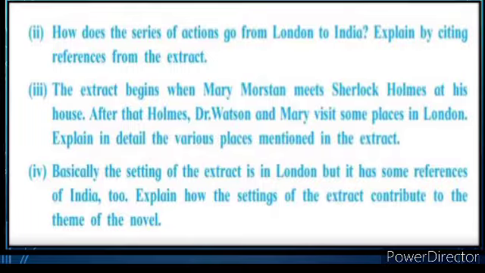How does the series of actions go from London to India? Explained by citing references from the extract. The extract begins when Mary Marston meets Sherlock Holmes at his house. After that, Holmes, Dr. Watson, and Mary visit some places in London. Explain in detail the various places mentioned in the extract. Basically, the setting of the extract is in London, but it has some references of India too. Explain how the setting of the extract contributes to the theme of the novel.